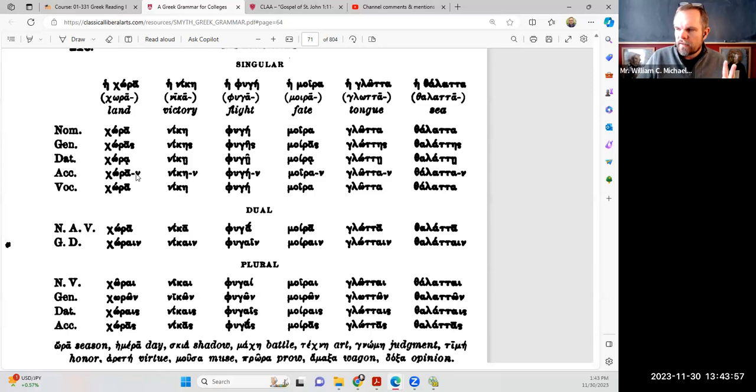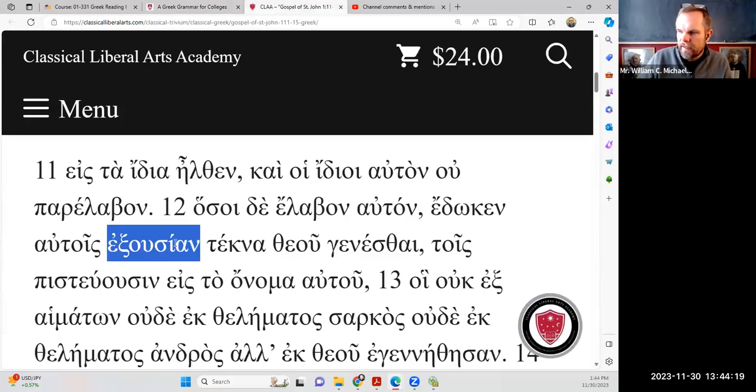So when we go back to this chart, it's a first declension noun that ends in nu. You see my cursor right there? What case is exousian? What case is exousian in our reading? It's accusative. Very good. Okay. It ends in nu. We see that nu right there. So we see that exousian in the reading, very good, is an accusative case. We know that it's an alpha stem noun, and we know that it ends in nu, so it's accusative case.